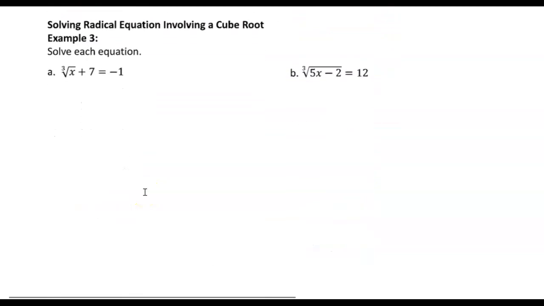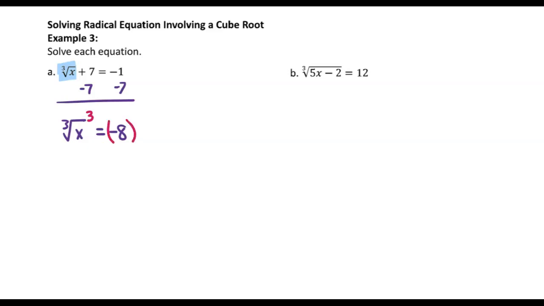Okay, and then last but not least here, we're going to do it with a cube root. So it's the same concept where you have to get the cube root by itself first. So we're going to subtract the 7. So we get the cube root of x equals negative 8. Okay, to get rid of a cube root, the inverse of a cube root is to cube it, take it to the power 3.